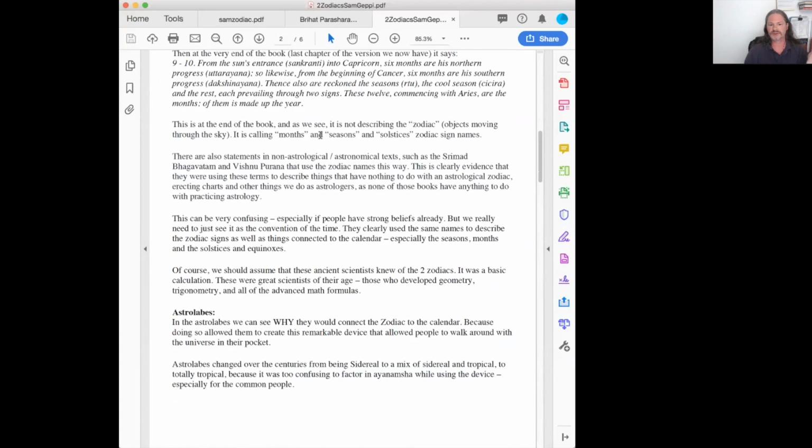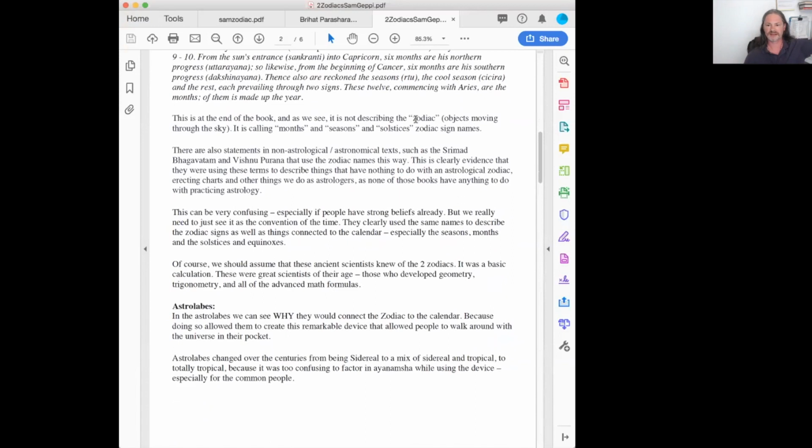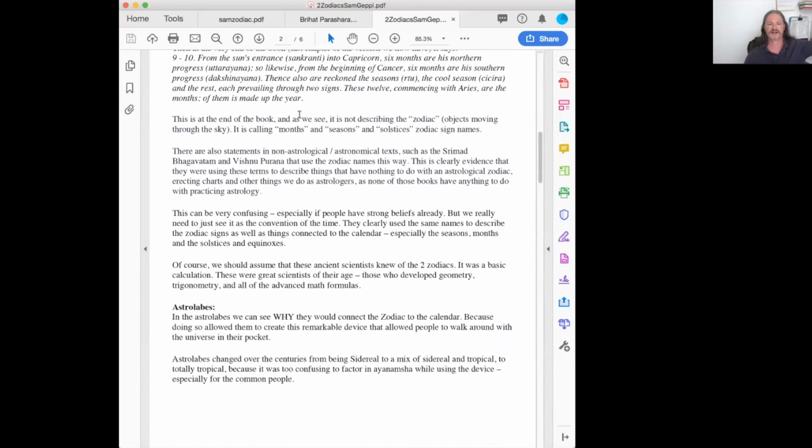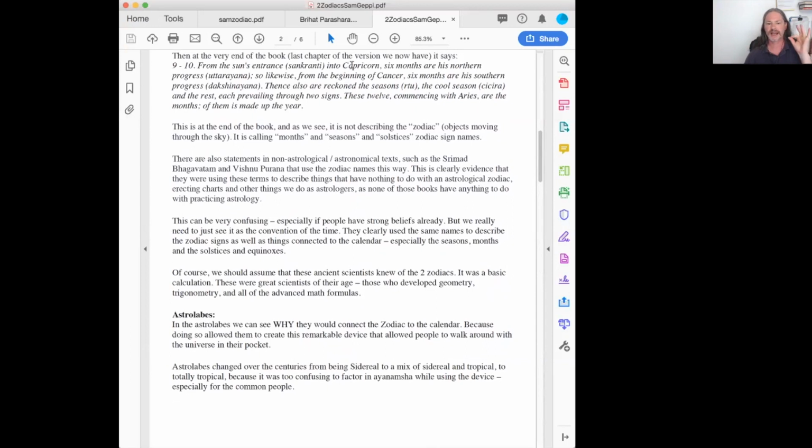So this is all at the end of the book. And as we see, it's not describing the zodiac or objects moving through the sky now. It's talking about seasons, about months of the year. It's calling months and seasons and solstices by zodiac sign names. We're used to seeing this, but we stop looking at it. Because he's saying the sun's entrance into Capricorn, 6 months are its northern progress. This is literally what we mean when we say tropical zodiac, but we have to understand this usage of Capricorn is not describing planets moving through the sky. It's describing the Earth going around the sun.